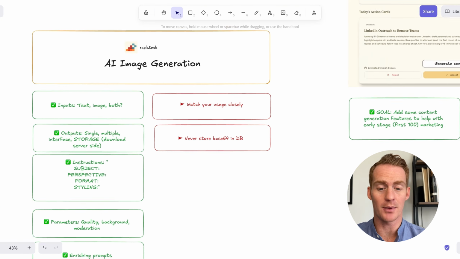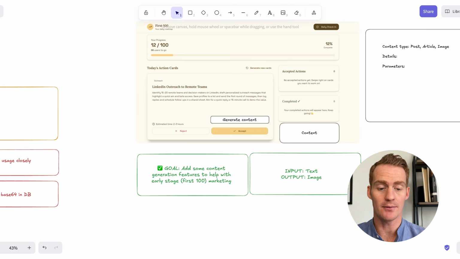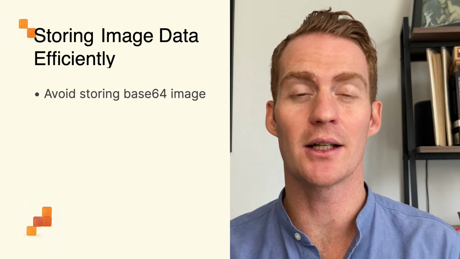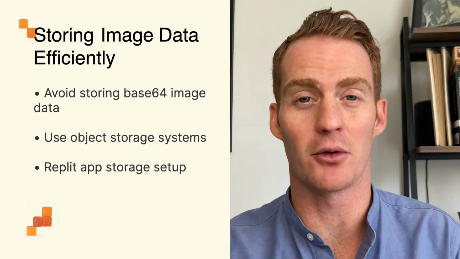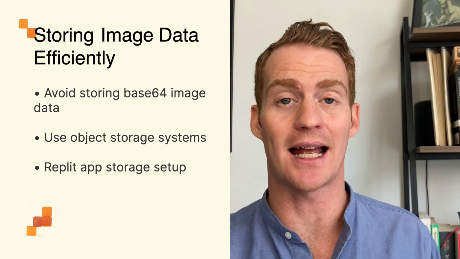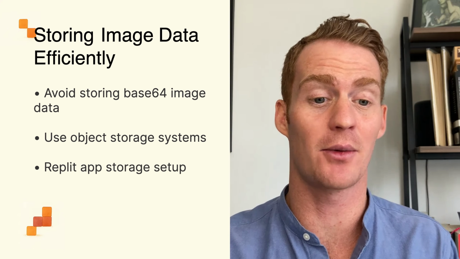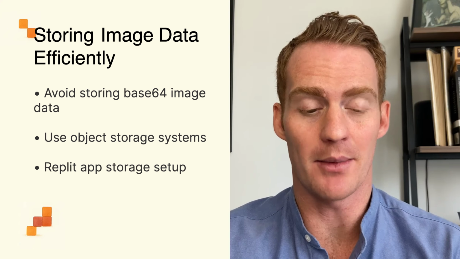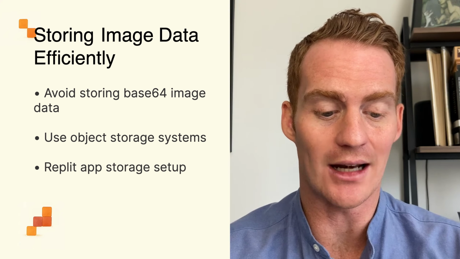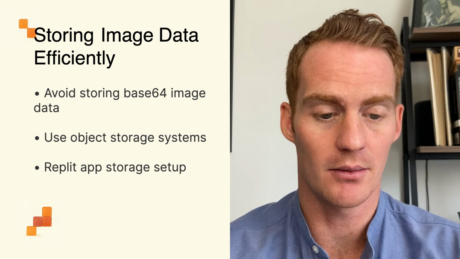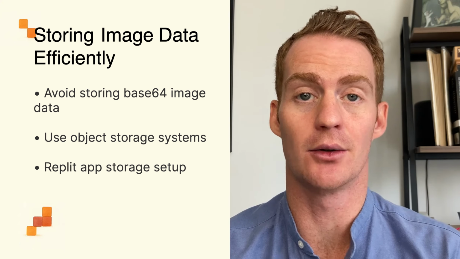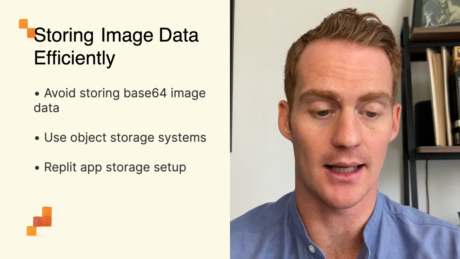The output is going to be a single image for now, but since we are working with images, we don't actually want to store that base 64 image data in our database as a massive file, because that's going to quickly fill up our Replit's 10 gigabyte maximum limit. Instead, we're going to need an object storage system. And fortunately for this, Replit already has app storage as a tool, so I'll show you how to set that up for this lesson as well.